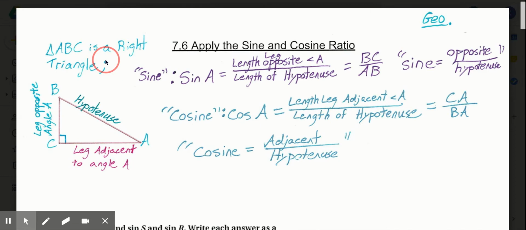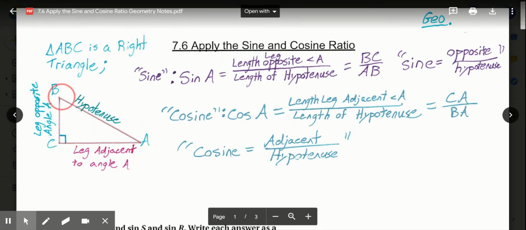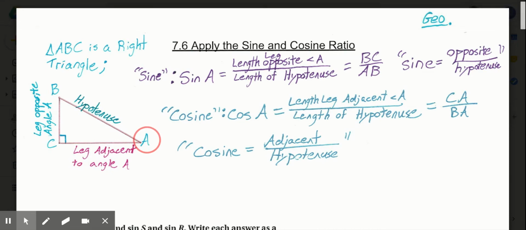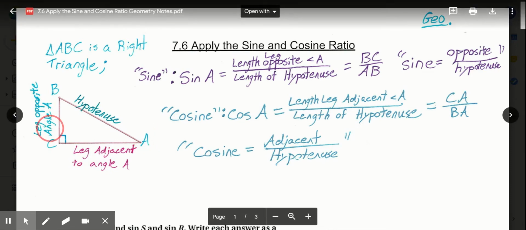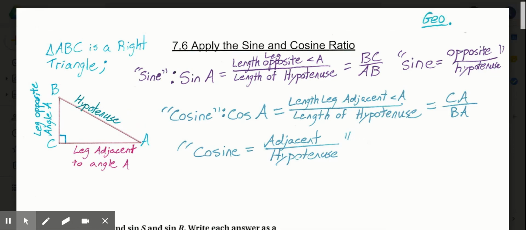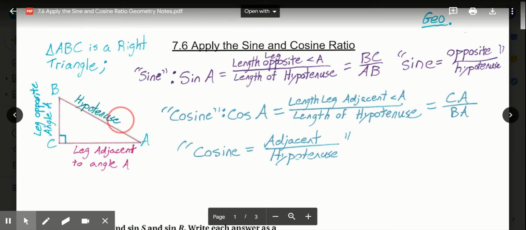So for our examples for sine and cosine ratios, we'll be looking at the right triangle ABC here. And for both examples, we're going to use angle A. So we'll be looking at the leg opposite, the leg adjacent, and then we also have the hypotenuse. What you want to keep in mind again, in any right triangle, the hypotenuse is the longest side, and it's always opposite your 90-degree angle.